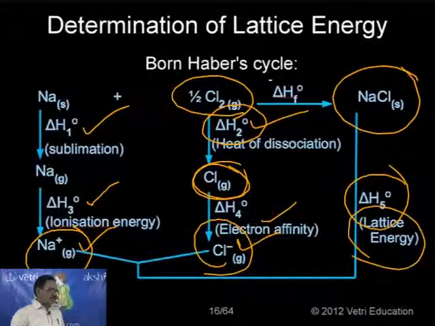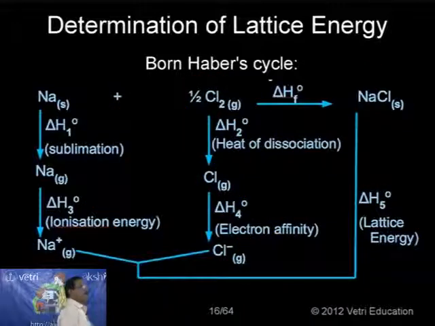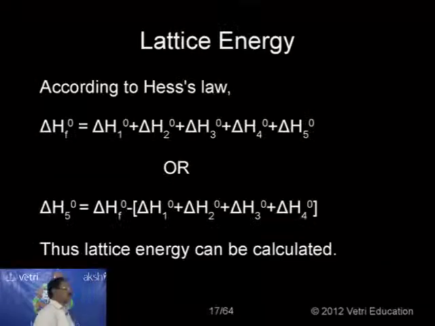So lattice energy is the energy released when 1 mole of sodium chloride solid is formed from 1 mole of sodium ion in gaseous state and 1 mole of chloride ion in gaseous form, to form 1 mole of sodium chloride crystal. That is represented by delta H5. It is lattice energy. Now this is called the Born-Haber cycle. So connecting all these terms, I can give an equation form. Just see that equation.